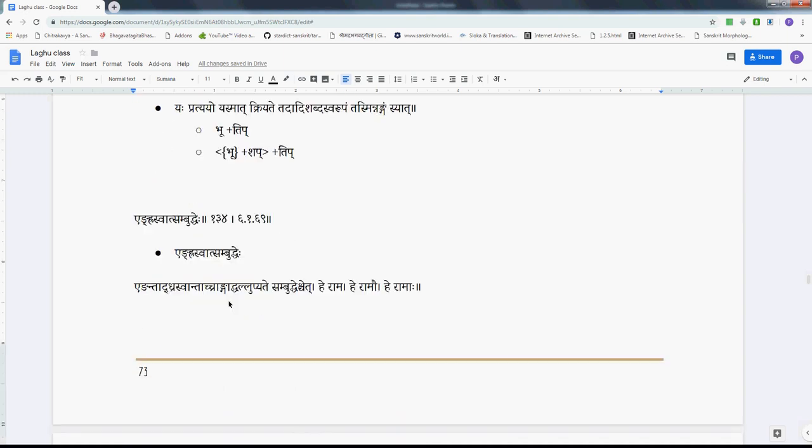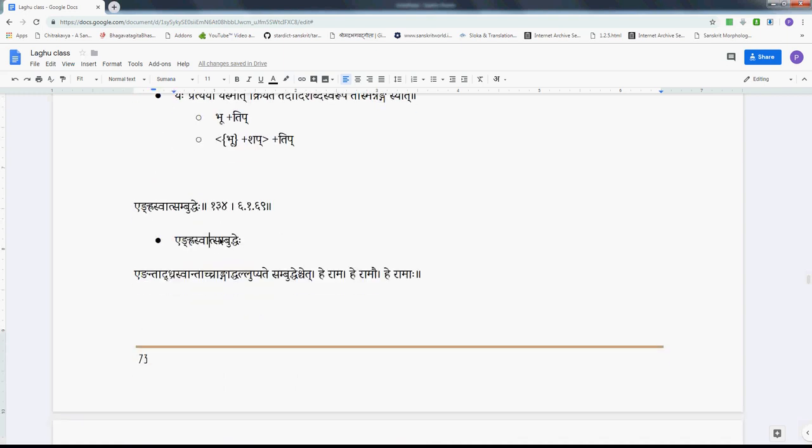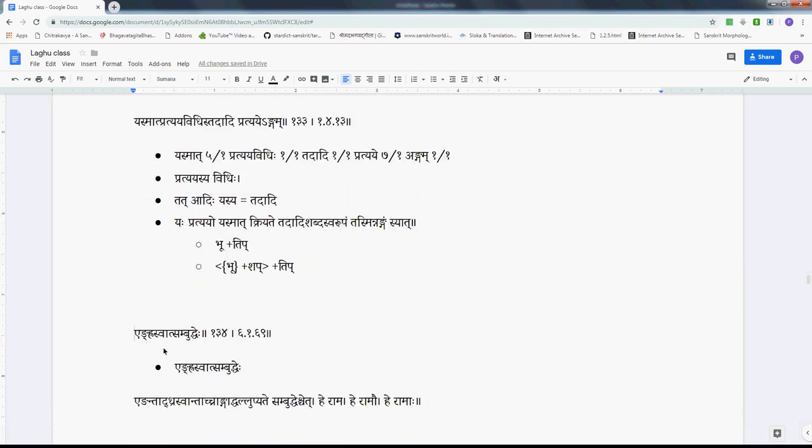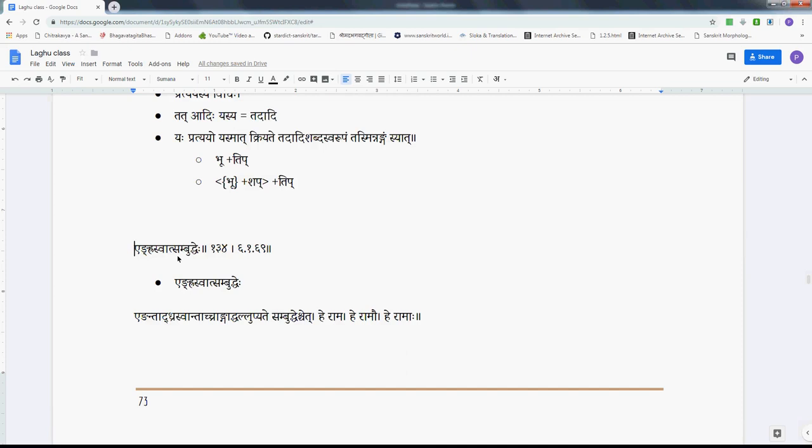Now he has this sambuddhi sanya, which is the prathama ekavachana in sambodhana. So he introduces the next sutra as to what happens when you add this sambuddhi pratyaya. You add this, what happens? Eng hraswat sambuddheh. Eng hraswat sambuddheh. This is 6.1.69. Let's go to the Ashtadhyayi and see what the anuvritti is.